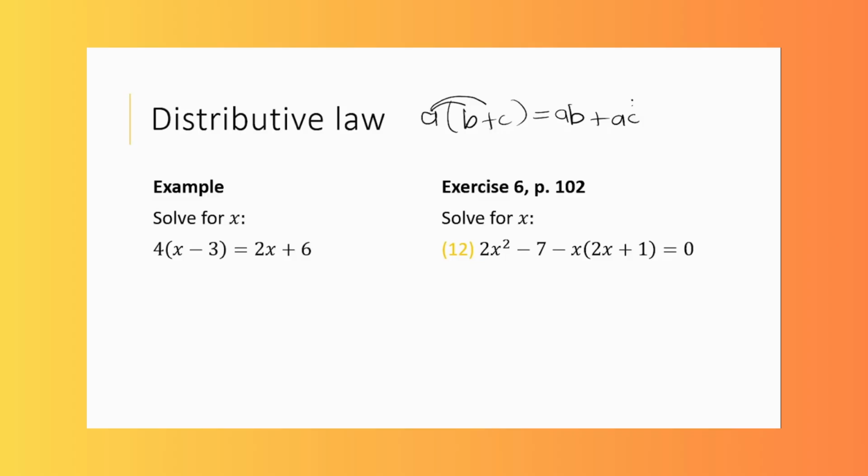Not everything inside the bracket, each term. So there was 1, 2 terms. We multiply the a with each of those terms.